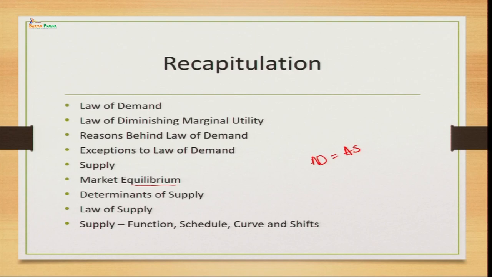We have talked about the supply schedule, which shows the tabular representation of different quantities supplied at different prices. Supply curve is a graphical representation of the supply schedule, where we have seen there is a direct relationship between the supply and the price, and the supply curve will always be upward sloping.